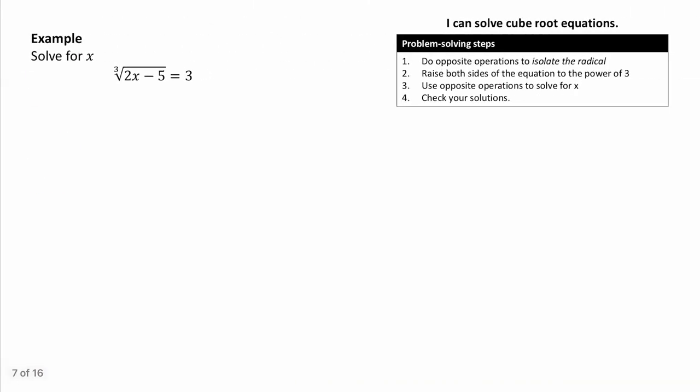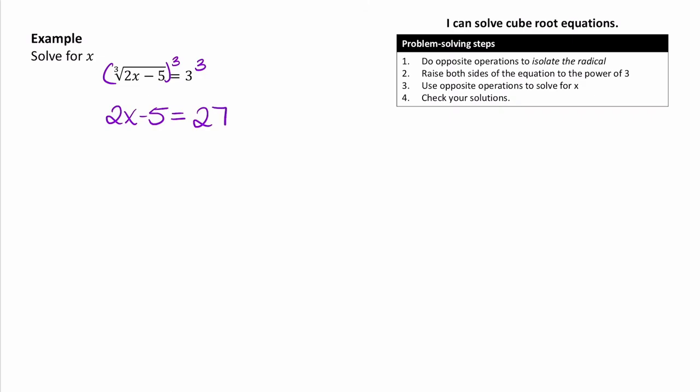So now let's try this equation. We're going to solve for x. You can see once again we have our cube root isolated. So we're going to undo that cube root by raising both sides to the third power. We get 2x minus 5 is equal to 3 to the third, which is 27.